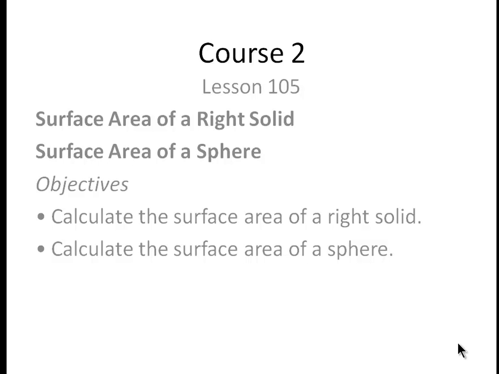Welcome to Lesson 5 of Saxon Math Course 2. In this lesson, we're going to talk about surface area of a right solid. We're also going to talk about the surface area of a sphere, and we're going to calculate both of those.